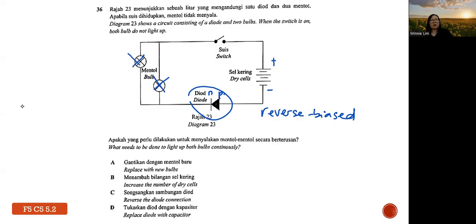But what if the teacher changes this connection, where I inverse it and make it this way? So your N-type now connects to the negative, P-type to the positive. So this connection is called forward bias. Forward bias means they allow current to flow. Hence the bulbs will light up. So what we need to do is just reverse the connection of the diode, or even reverse the terminals of the battery also can.